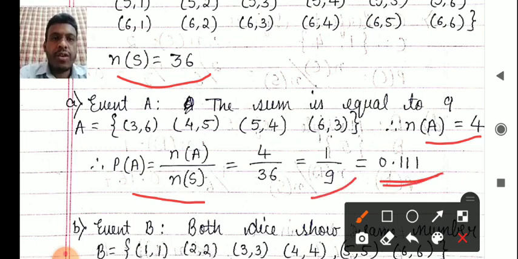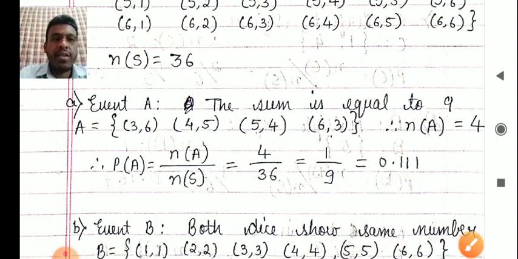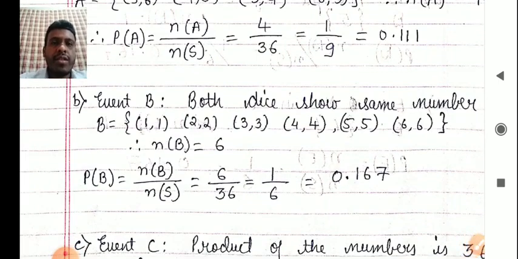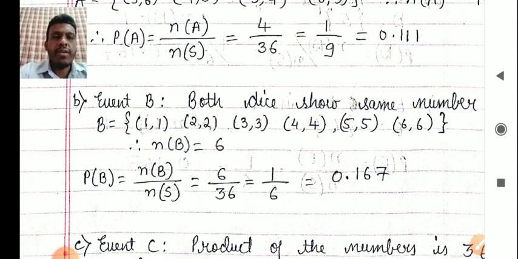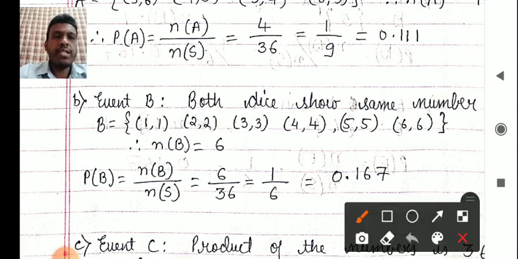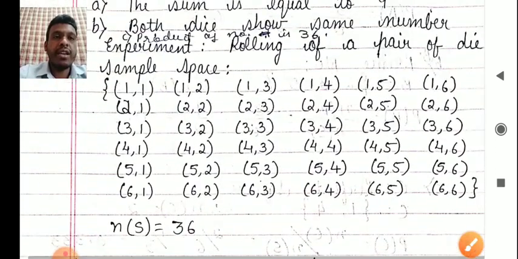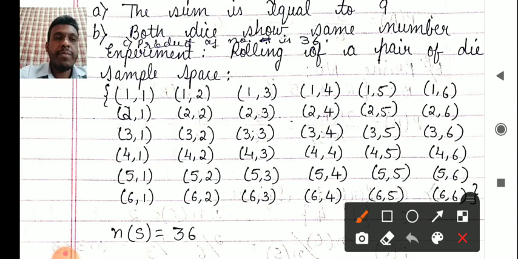Okay, so the first one was quite easy. The second one we'll see now. Now what about the second one? The second one, both dice show the same number. Now both dice should show the same number. When will this happen? If you see, look at this sample space again. When are the dice showing same number?